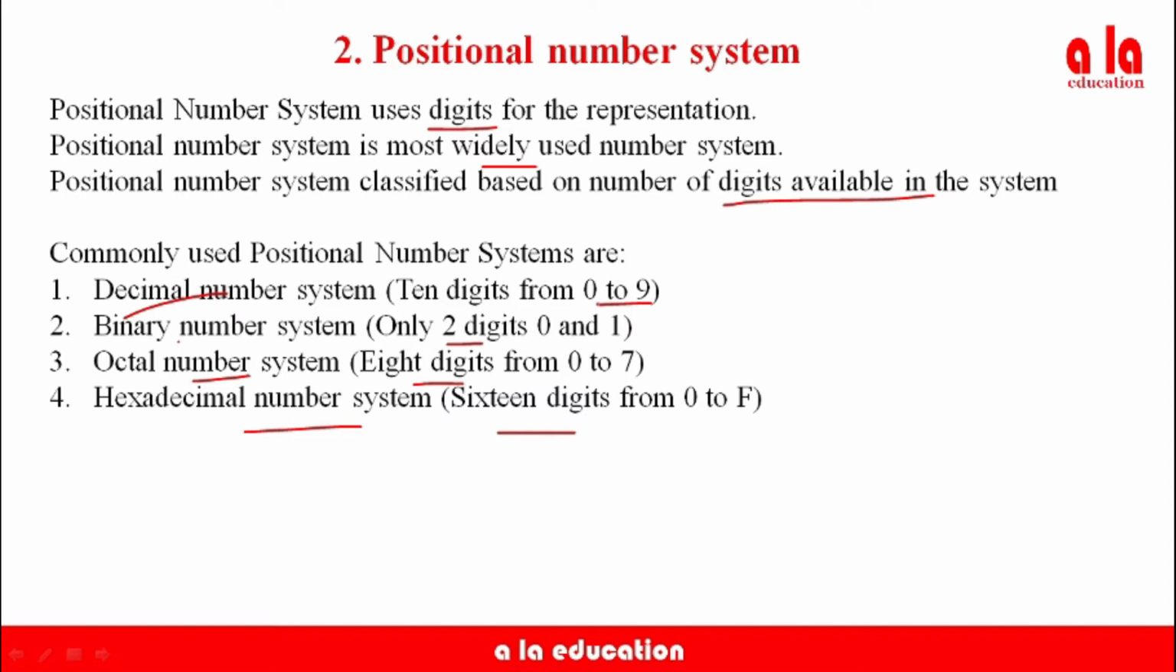If only 2 digits are present, those 2 digits being 0 and 1, then we call it the binary number system. If 8 digits are present from 0 to 7, we call it the octal number system. And if 16 digits are present, from 0 to F, we call it the hexadecimal number system. About each type in the positional number system we'll discuss in elaborate manner in the second video. And this is the end of this video.